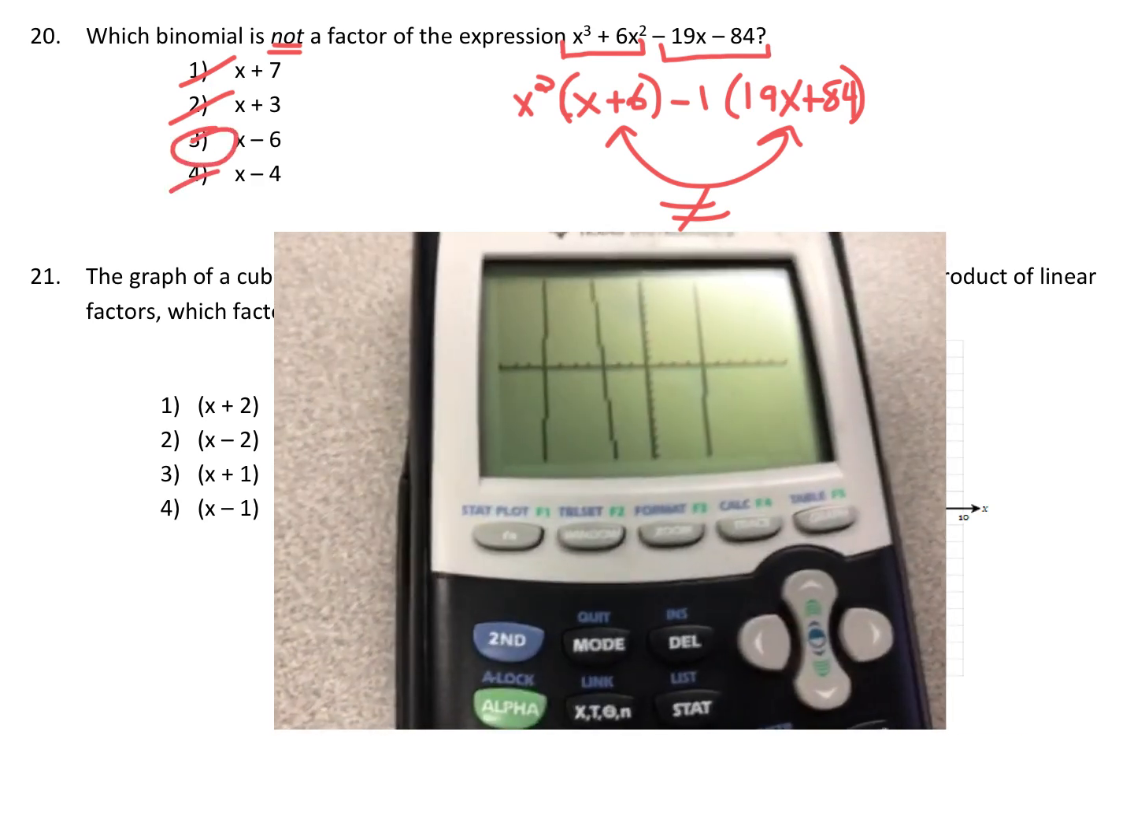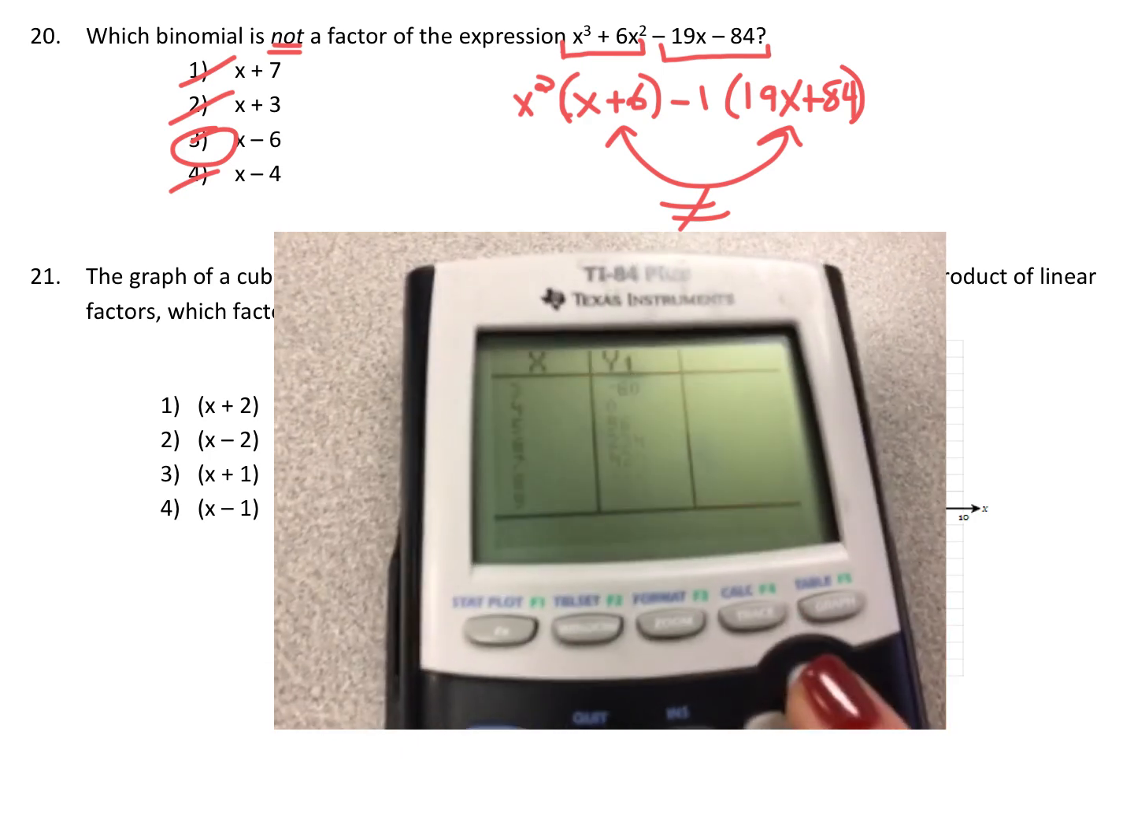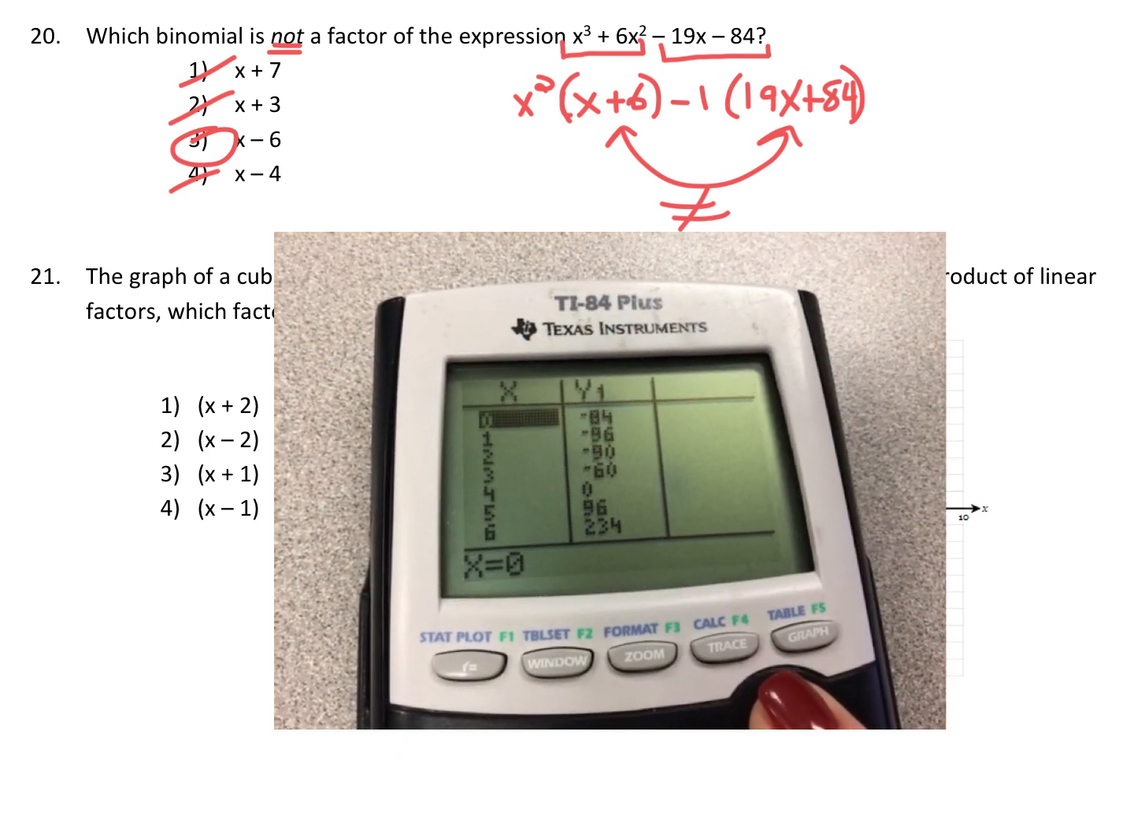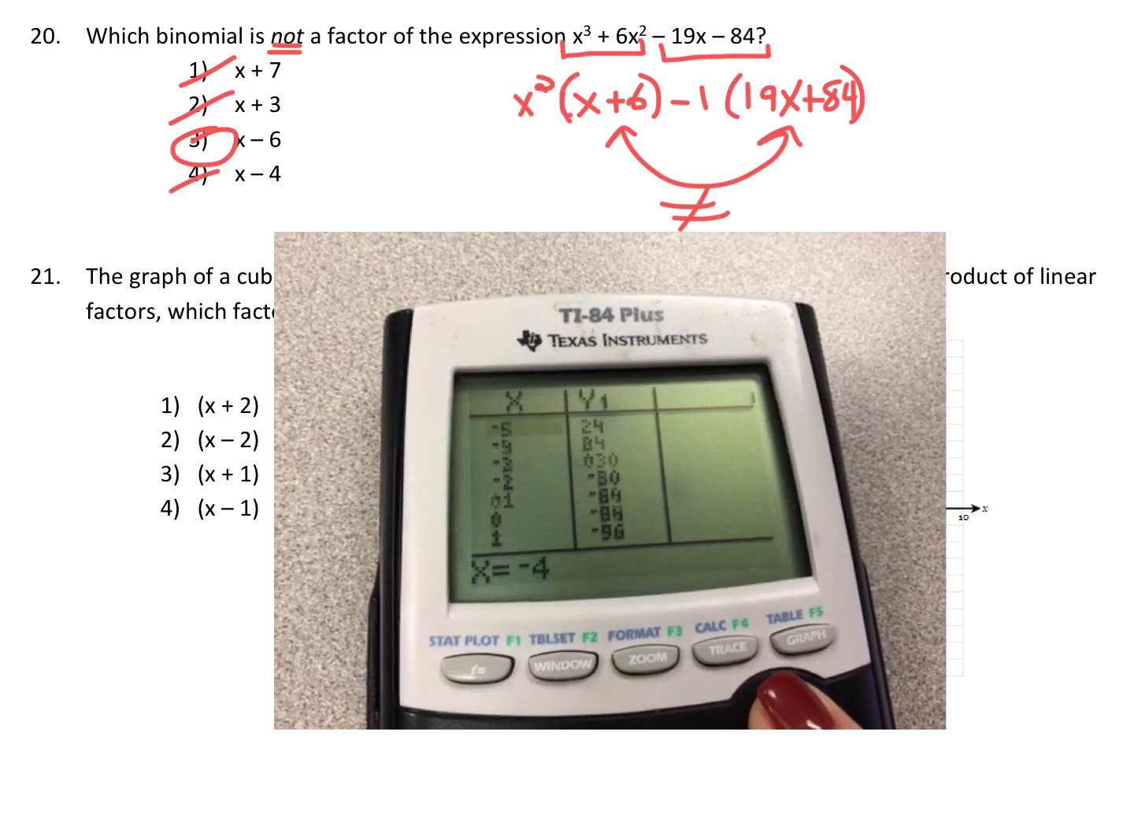You could also, if you want, hit second graph. And if you look in the table of values, we're looking for the y equals 0. So I'm going to keep scrolling.